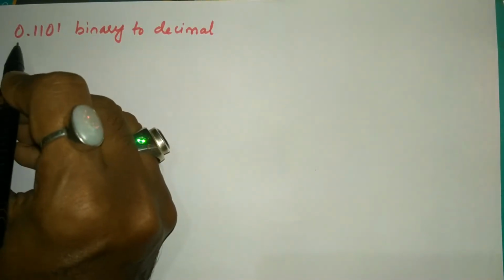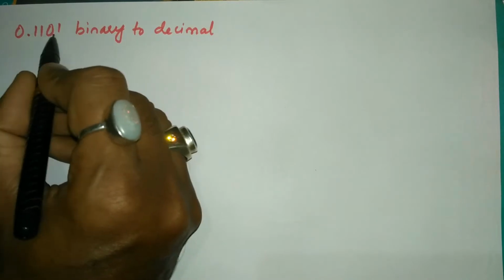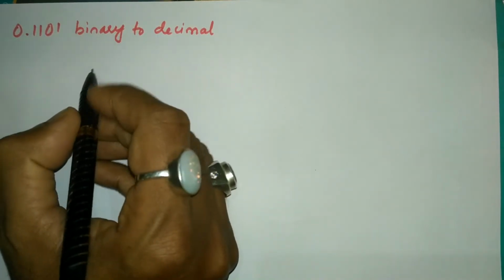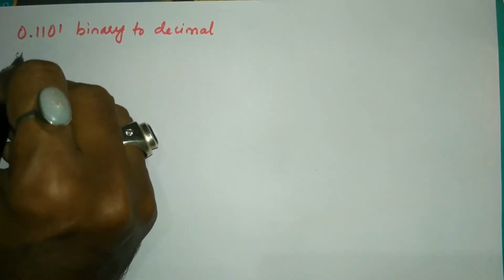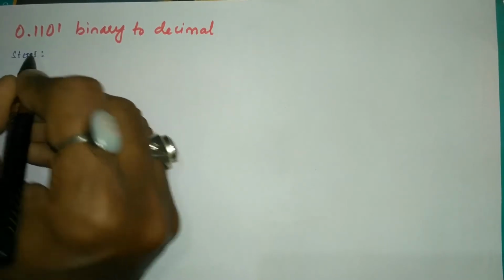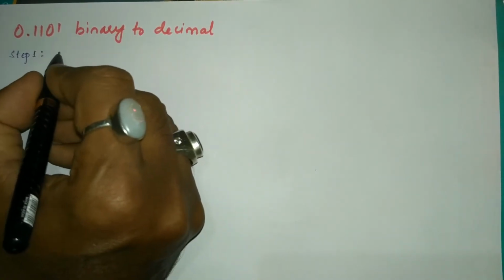In this video, we are going to convert 0.1101 binary to decimal. Let us write the steps involved in converting binary to decimal number.